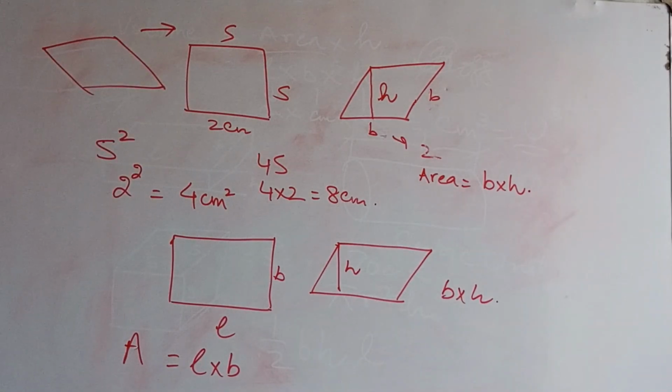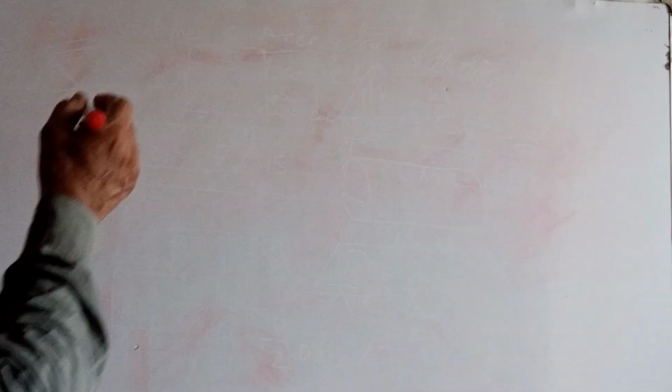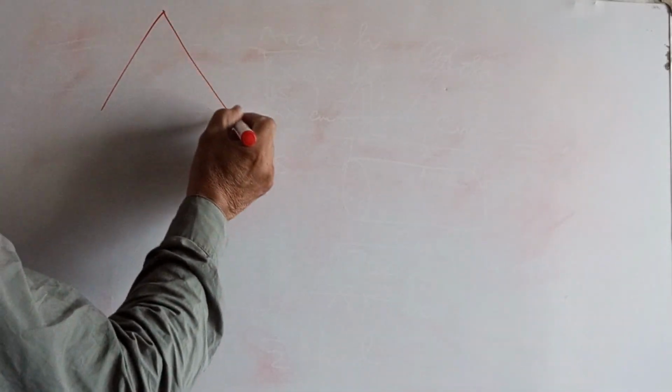And what about the triangles? Now we have three types of triangles with respect to their angles. First is the equilateral triangle.